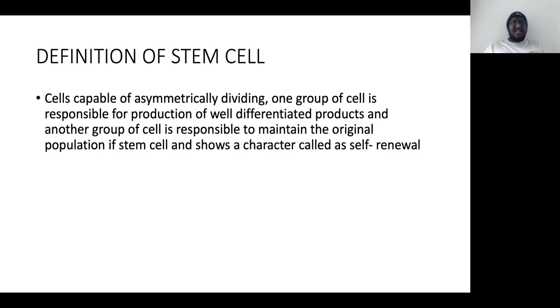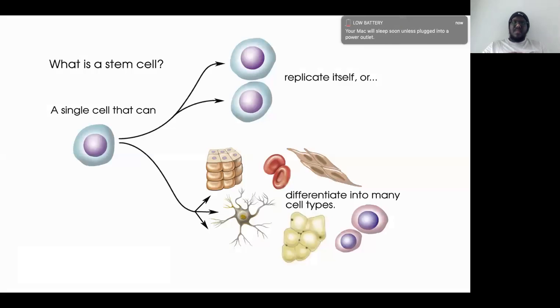So what is the definition of stem cells? Cells capable of asymmetrically dividing. One group of cells is responsible for the production of well-differentiated products, and another group of cells is responsible to maintain the original population of stem cells and shows a character called self-renewal. So what is a stem cell? As you can see in the picture, a single cell that can replicate itself or differentiate into many cell types. As you can see below here, it differentiates into many cell types.